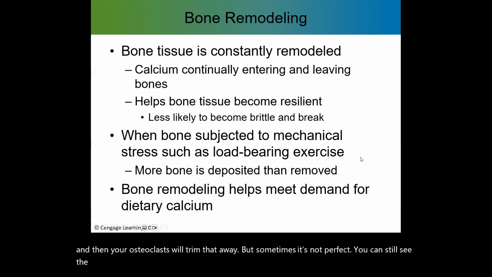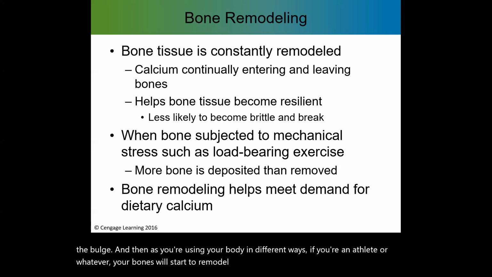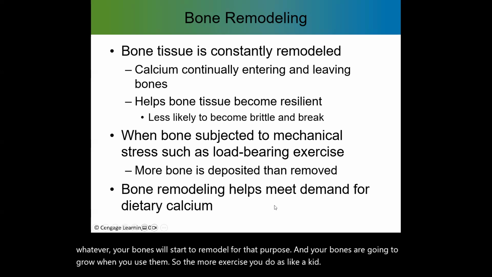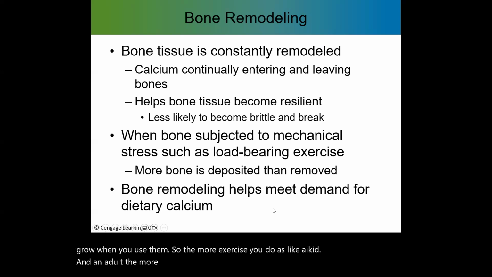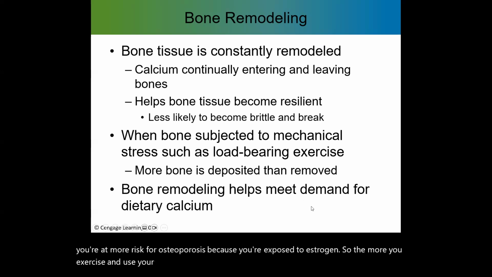And then as you're using your body in different ways, if you're an athlete or whatever, your bones will start to remodel for that purpose, and your bones are going to grow when you use them. So the more exercise you do as a kid and an adult, the more your bones are going to grow. And if you're a woman, as you get older, you're at more risk for osteoporosis because you're no longer exposed to estrogen. So the more you exercise and use your bones, the more they're going to grow and strengthen.